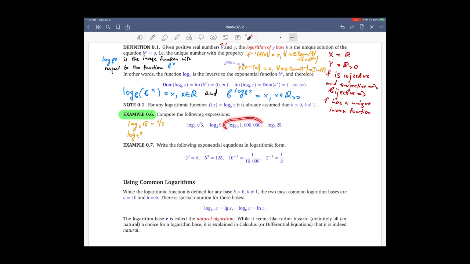Logarithm of 1 million base 10. Well, a million is 10 to the power 6. So logarithm of 1 million base 10 is simply 6. And logarithm of 25 base 5 is simply 2, because 5 squared is 25.